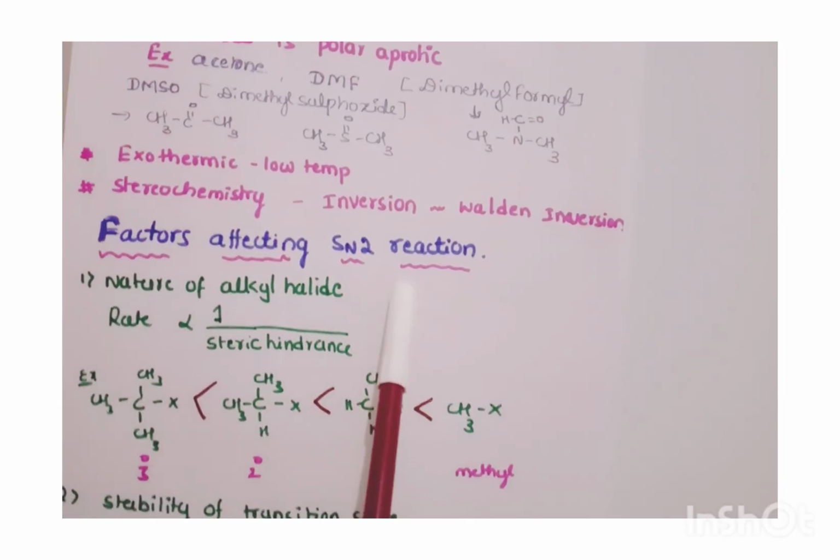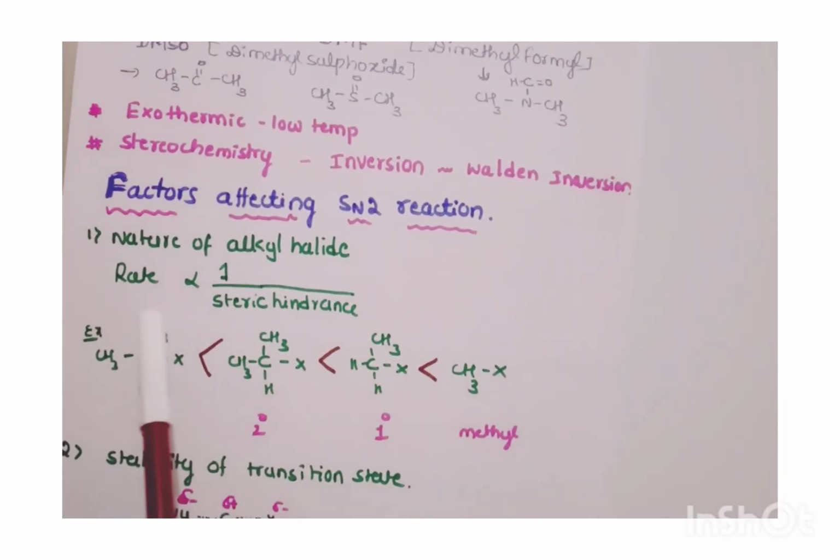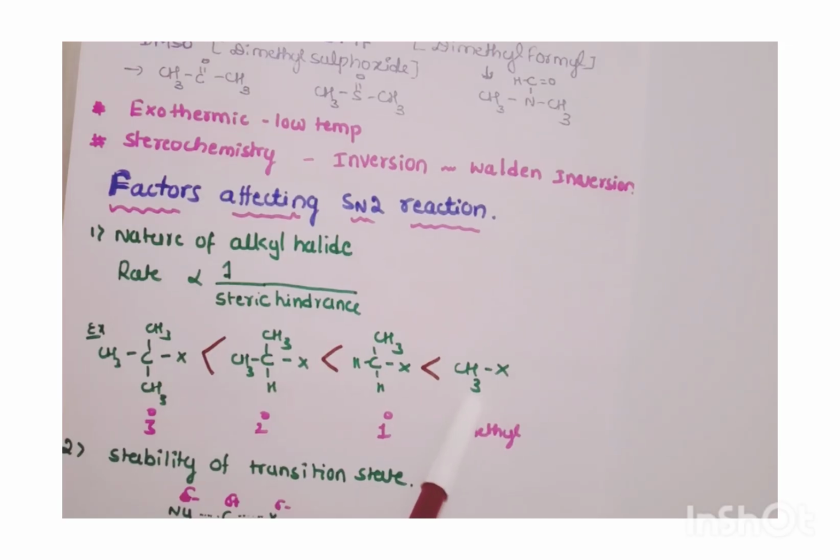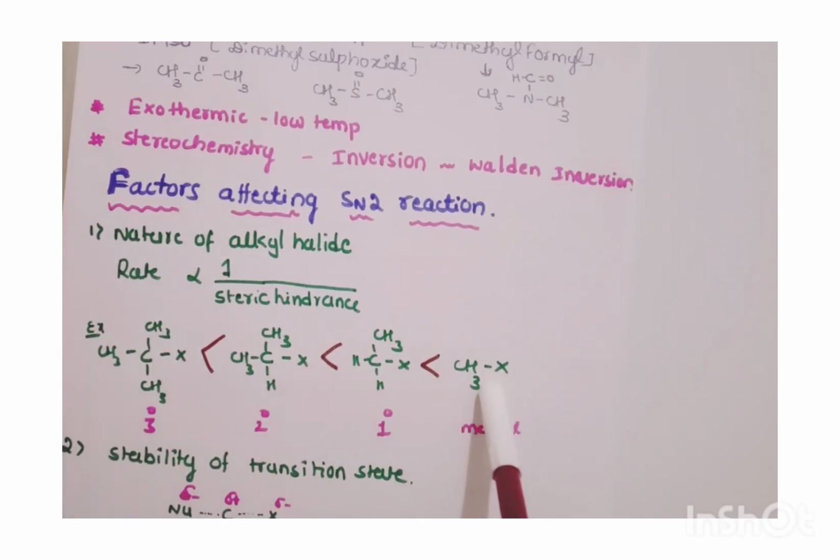Factors affecting SN2 reaction. Here, rate is inversely proportional to steric hindrance, meaning if the alkyl halide is least sterically hindered, the rate is high. Here there is a methyl halide. Here a tertiary halide is there. Here the carbon is attached to three bulkier groups. Here the carbon is attached to three hydrogens. Therefore, this methyl halide is less sterically hindered compared to the tertiary halide. Therefore, this is more reactive.